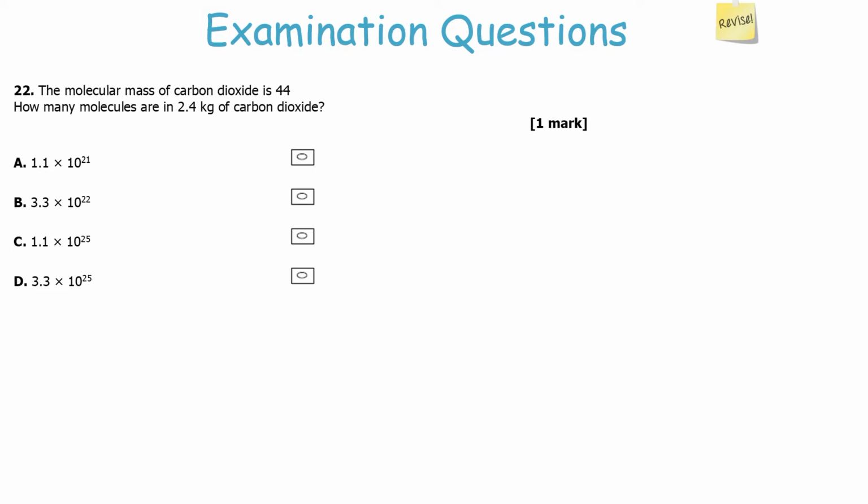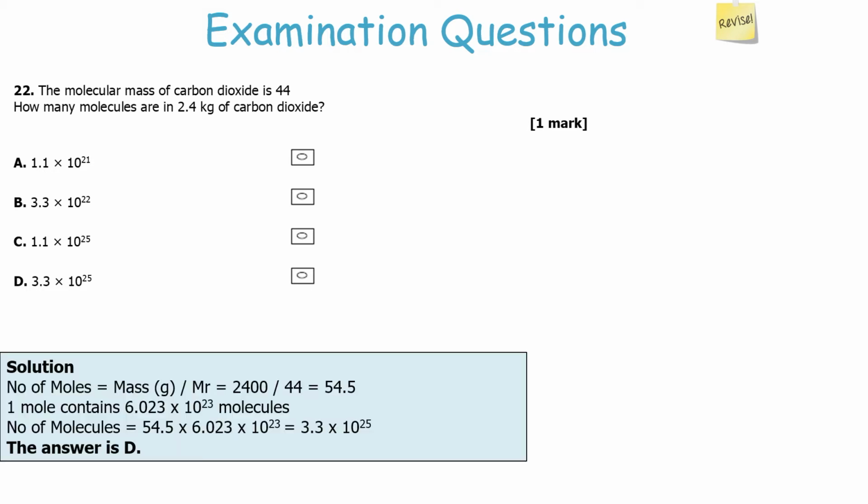Right, so how do you answer this question? Well, you look to see what information you're given. You're given the molecular mass, or Mr, and you're given the mass of the carbon dioxide. So we know that the number of moles is equal to the mass in grams divided by the molecular mass, or Mr. So we'd say 2,400 divided by 44, because that is what 2.4 kilograms is in grams.